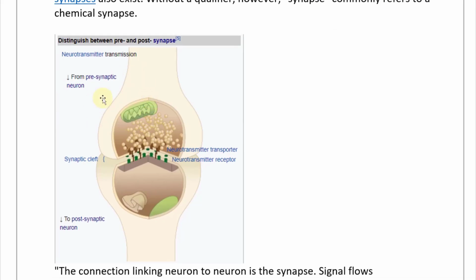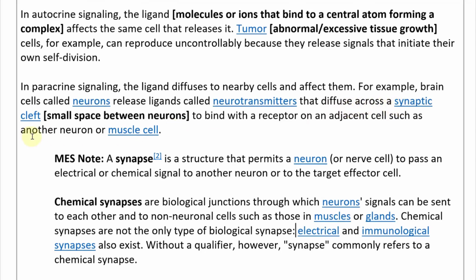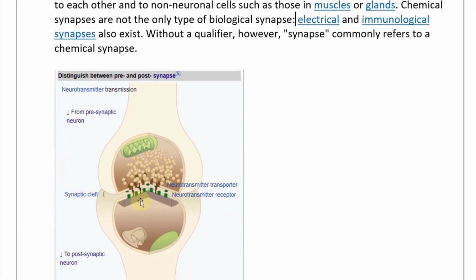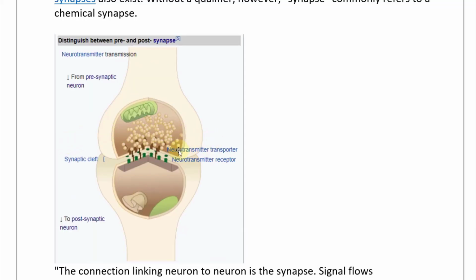So here would be the presynaptic neuron. Neurotransmitter transmission, which is again a ligand. Neurotransmitter is a ligand, so brain cells called neurons release ligands called neurotransmitters as signals that diffuse across a synaptic cleft. So there's a synaptic cleft between these two neurons, and this would be considered the presynaptic neuron and the neurotransmitter transporter. So these are the neurotransmitter transporters from here, and then the receptors at the bottom, and there's a synaptic cleft in between. So it goes from the presynaptic neuron to the postsynaptic neuron.